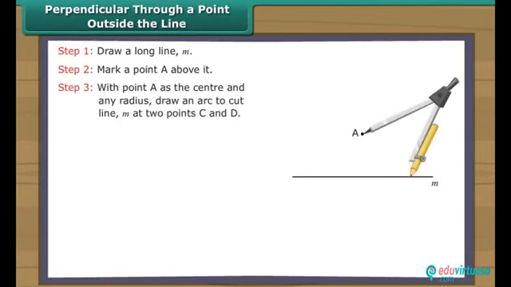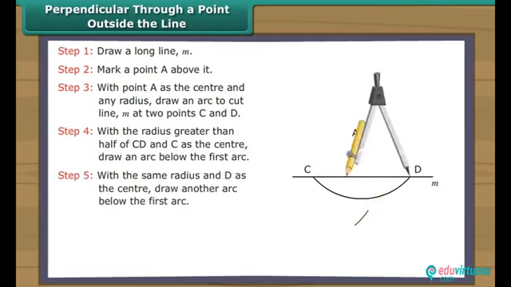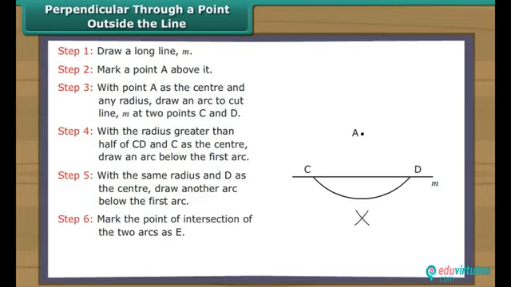With point A as the center and any radius, draw an arc to cut line M at 2 points C and D. With the radius greater than half of CD and C as the center, draw an arc below the first arc. With the same radius and D as the center, draw another arc below the first arc. Mark the point of intersection of the two arcs as E.